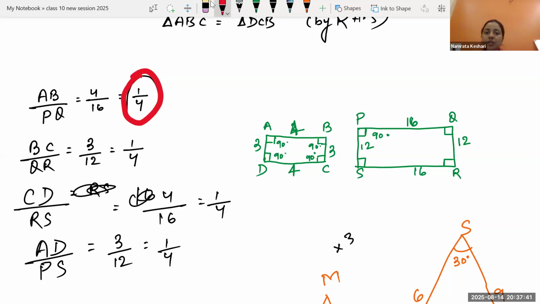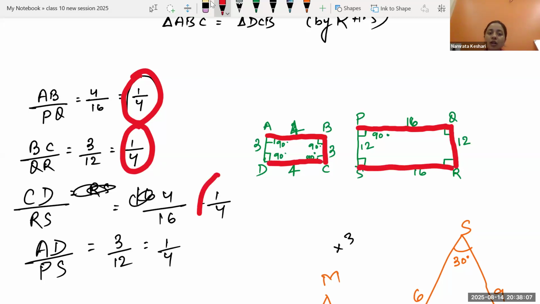One side from here and another side from there, and we have found the ratio. Now the second side from here and the second side from there, BC and QR, and we got the ratio still 1 by 4. Now we took CD from here and RS from there, and still we got the ratio as 1 by 4. And the fourth side from here and the fourth side from there, still the ratio is 1 by 4.